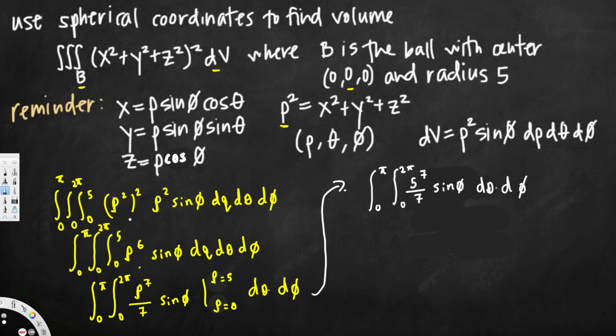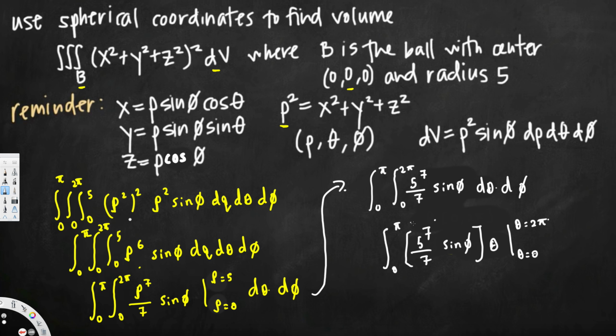Now if we integrate this one with respect to d theta, that's going to be a multiplication of theta because we don't have any theta inside. So this is going to be just a multiplication of theta. 5 to the power 7 divided by 7 sine phi multiplied by theta, and that's theta going from theta is equal to 0 to theta is equal to 2 phi.